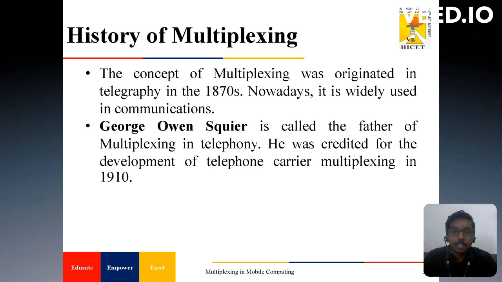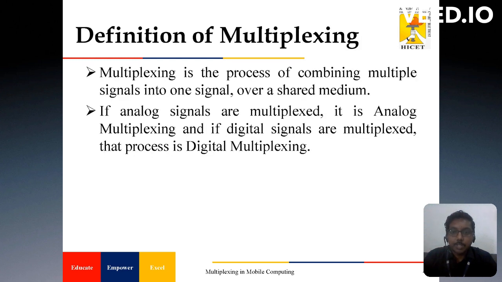First, the history. How did multiplexing come about? This concept originated in the early 1870s, in the name of telegraphy, and George Owen Squier is called the father of multiplexing in telephony, because he was credited for the development of telephone carrier multiplexing in 1910. During that year, he implemented this telephone carrier multiplexing. So this is the brief history of multiplexing.